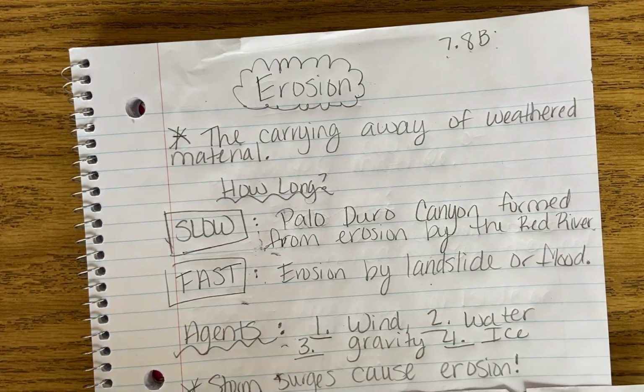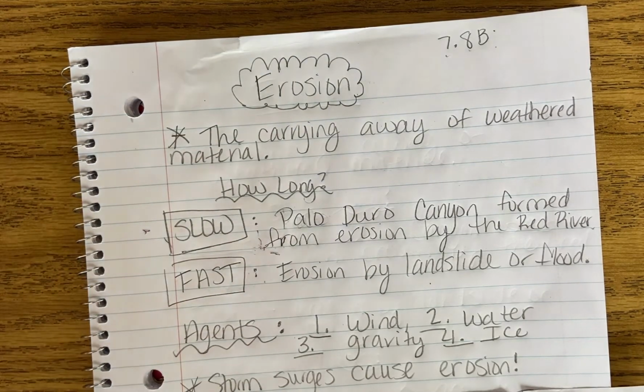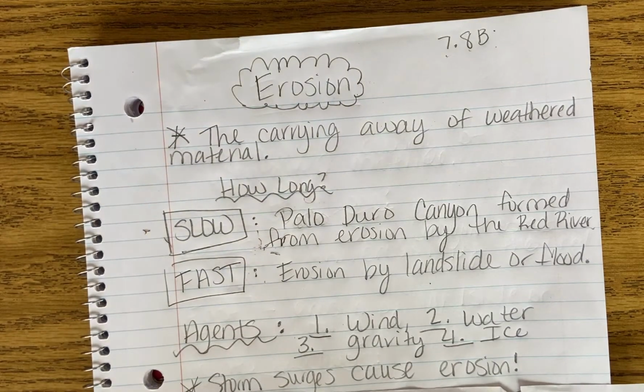Okay, so don't forget that storm surges do cause erosion. It's going to carry the sand onto land, and then the sand is covering the plants, and they're not able to capture the radiant energy, therefore leading them to die. And then other organisms suffer because the plants are dead.